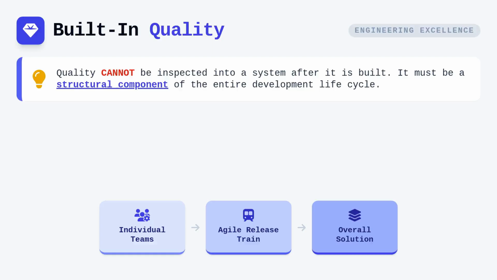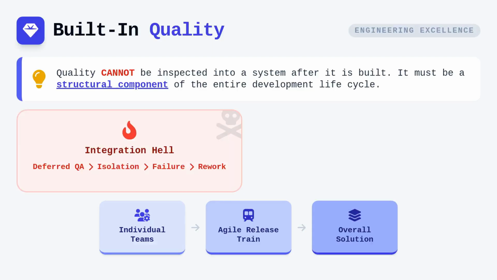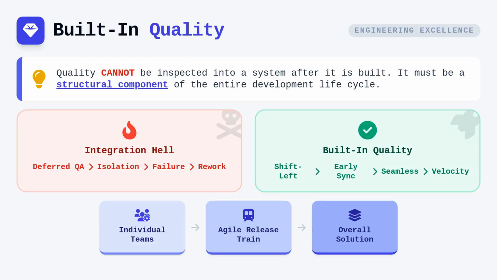When teams attempt to defer quality assurance until the end of an iteration or release, they inevitably encounter the friction of integration hell. This phenomenon occurs when disparate components, which have been developed in isolation, fail to communicate effectively upon assembly. By shifting the focus toward building quality into the process from the very beginning, organizations can avoid these costly rework cycles. This approach shifts the burden of quality away from specialized testing units and places the responsibility squarely within the teams responsible for the value delivery itself.